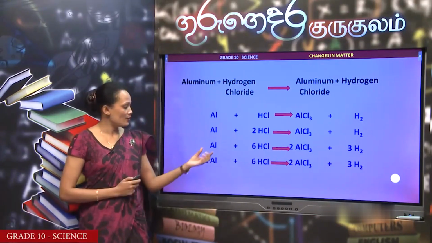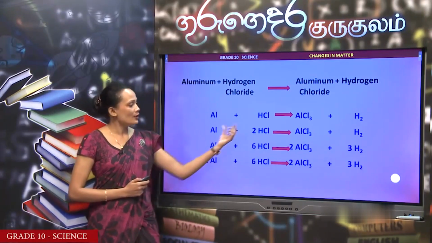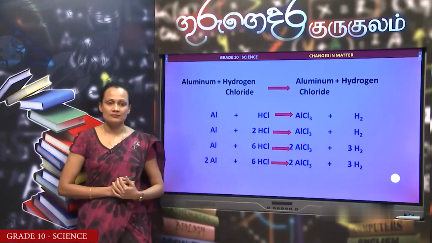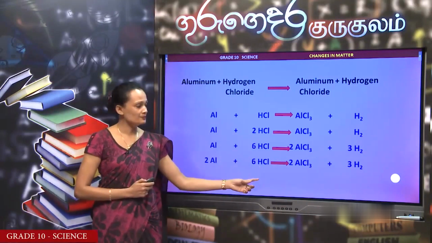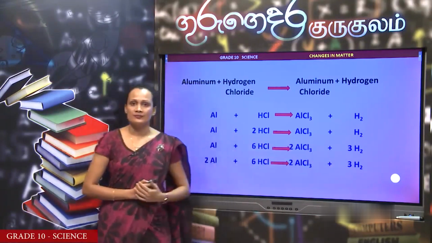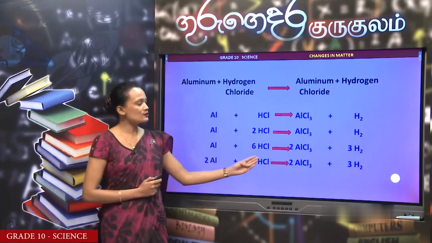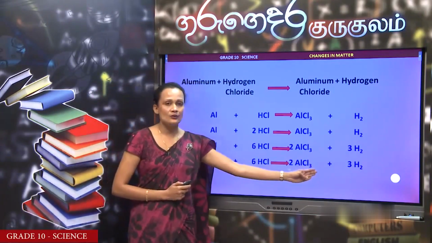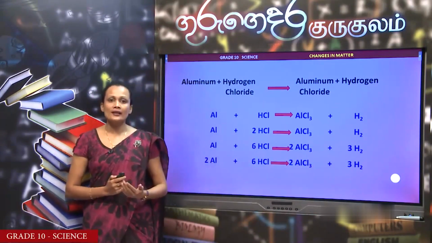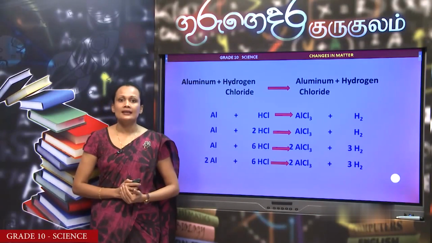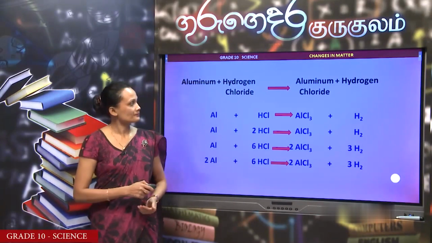Let's check that one. 2 aluminium as product. 6 hydrogen, 6 hydrogen. It is balanced. 6 chlorine and here also 6 chlorine. So likewise, we can balance chemical equations.